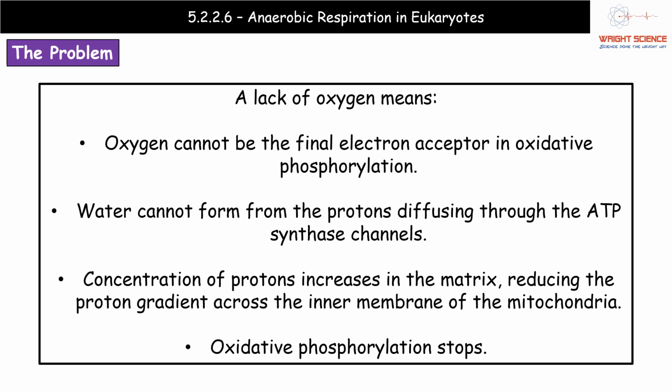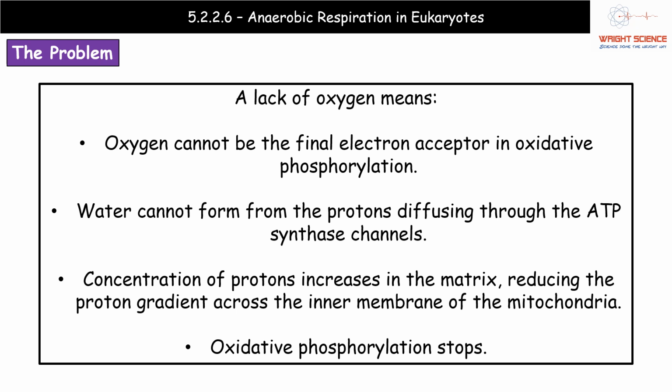A problem arises when the organism has a lack of oxygen, because in that scenario what it means is that we don't have oxygen as the final electron acceptor in oxidative phosphorylation. We won't be able to form water from the protons that diffuse through the ATP synthase channels. The concentration of protons will therefore increase in the matrix. That's going to reduce the proton gradient across the inner membrane of the mitochondria, and therefore oxidative phosphorylation stops.